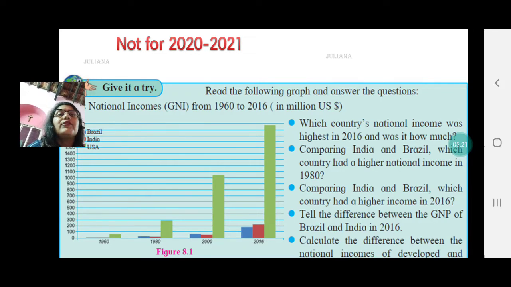Look at the graph. We have the three. Look at your textbooks, because the index is not really clear here.